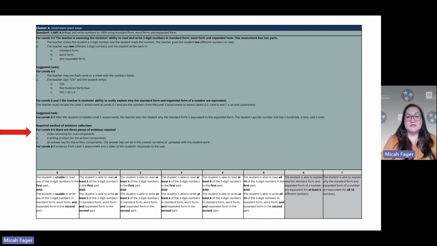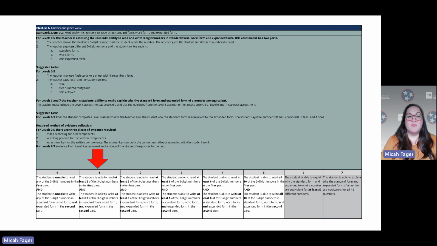After you have assessed the student work, then you may score the student work using the rubric provided. The student work receives a level 0 if the student is unable to read any of the three-digit numbers in the first part and they are unable to write any of the three-digit numbers in the second part.